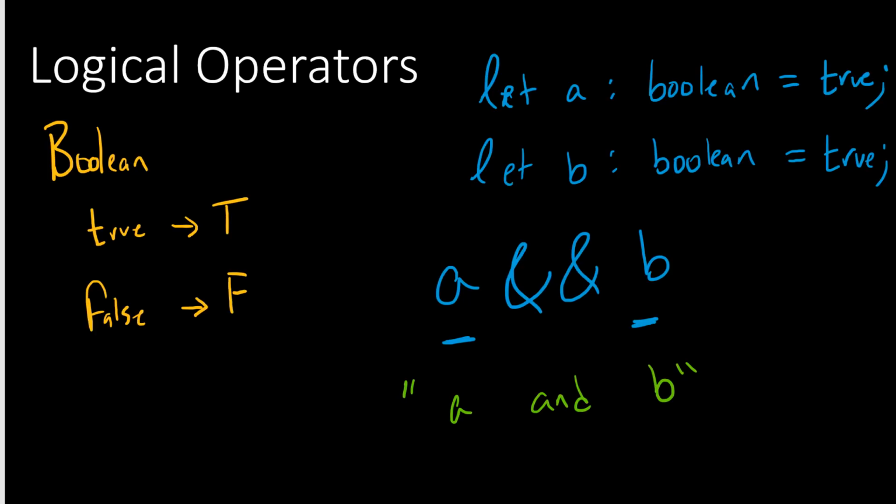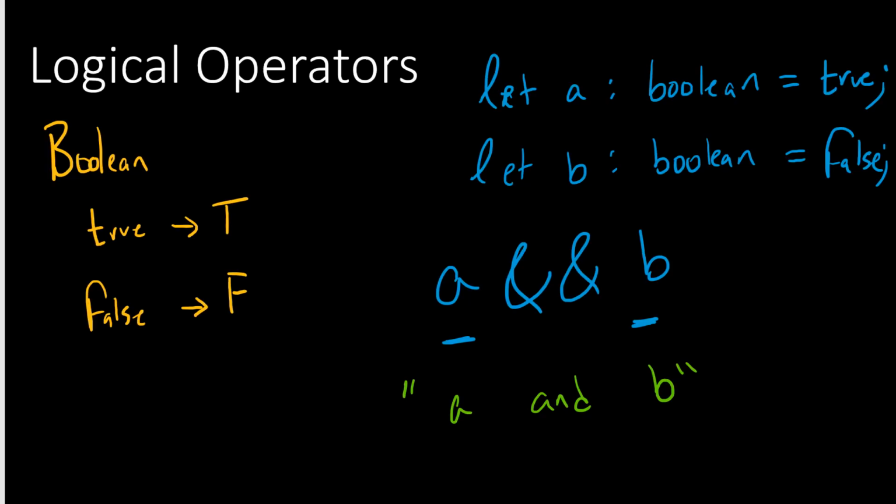The AND operator will resolve to true when both A and B, or both sides of this operator, are true values. So in this case, if we were imagining true and true, we are going to evaluate this to a true value. If we had actually assigned false to B, and we're looking at A and B, we would see true and false, and this would evaluate to a false value. Because the AND operator will only ever return true when both sides of this expression are true.